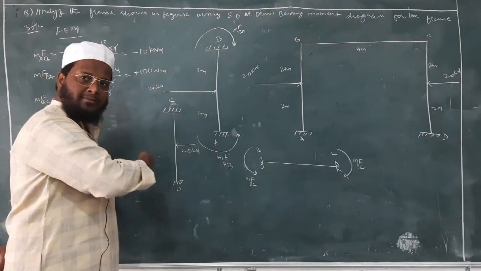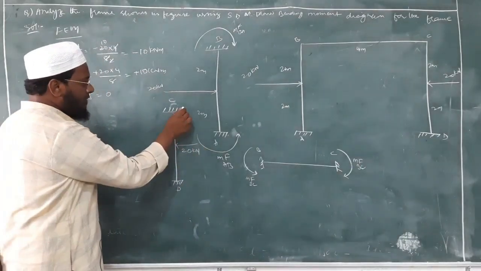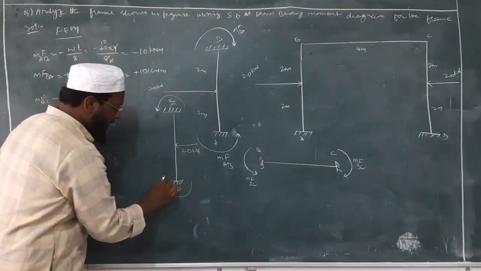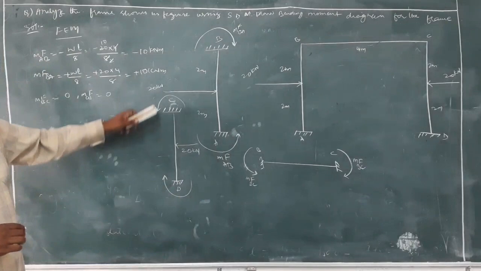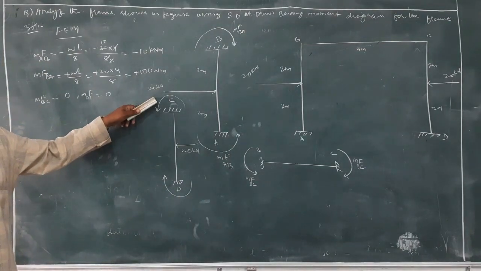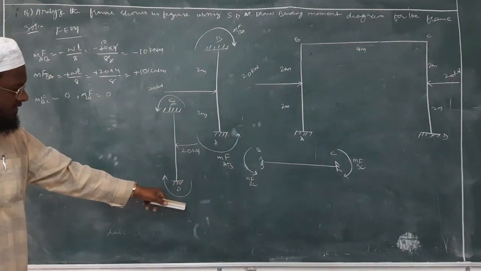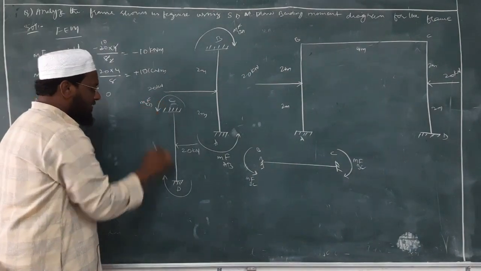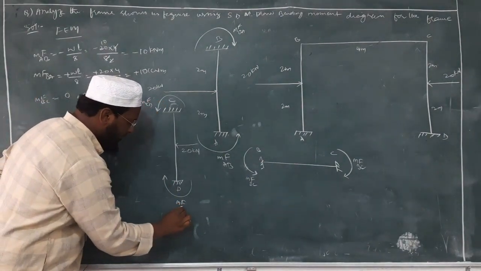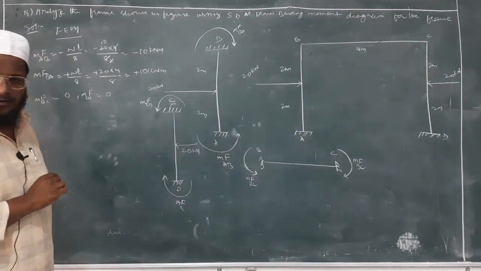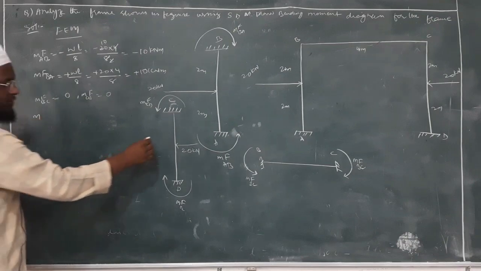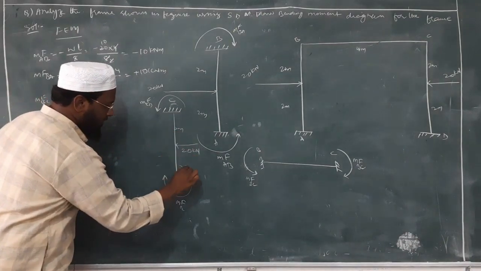It is moving in left side. So to overcome that deflection, my support moments will act, one in clockwise and one anti-clockwise. This is anti-clockwise and this is clockwise. So this one will be MF CD and this one is MF DC. Alright. Now, can you tell me what is the value? This is 2 meter and this is also 2 meter.